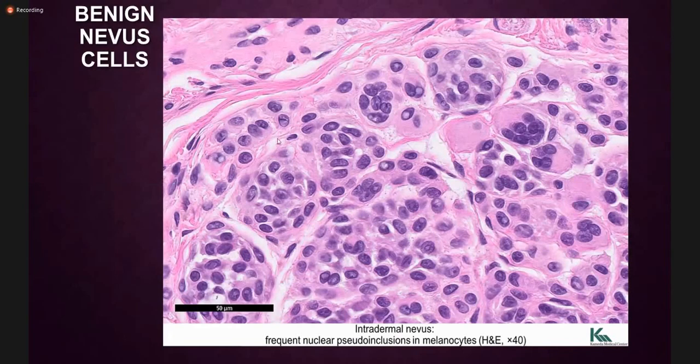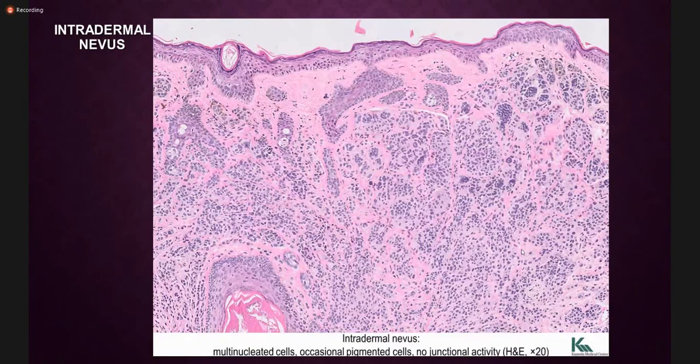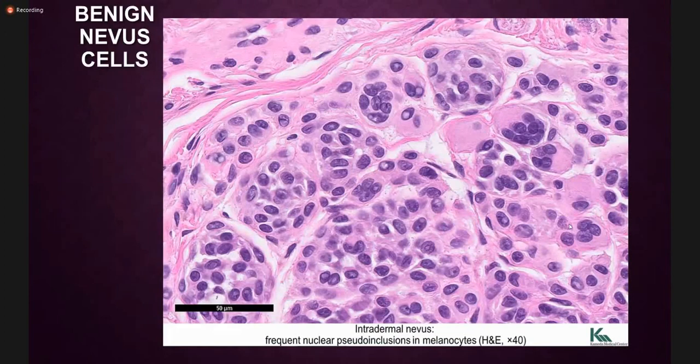And this is an intradermal nevus where you can see large nests of melanocytic cells in the dermis. However, no atypical nuclear features are present in these cells. Now these are the benign nevus cells. You can see some multinucleation here, but most of these cells are regular and you do not see much mitotic activity. Now these are the melanoma cells.